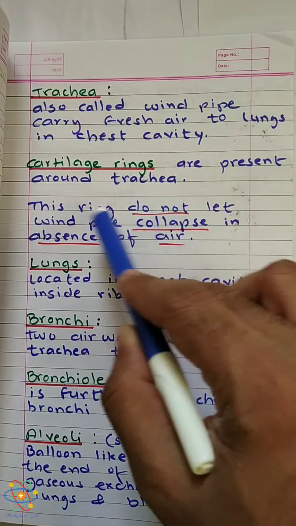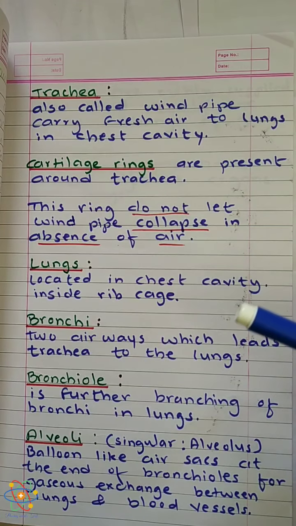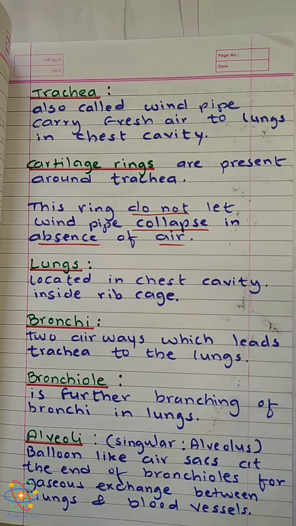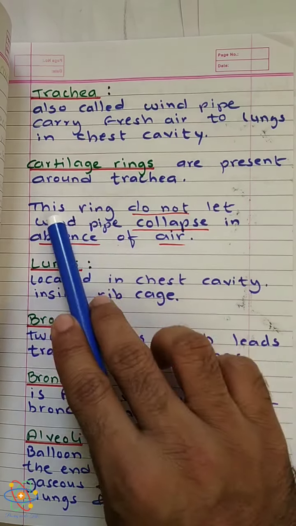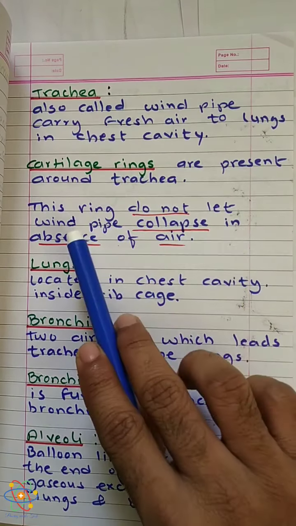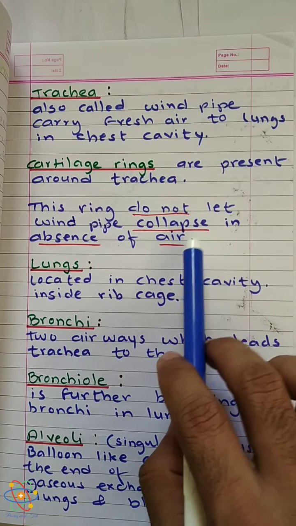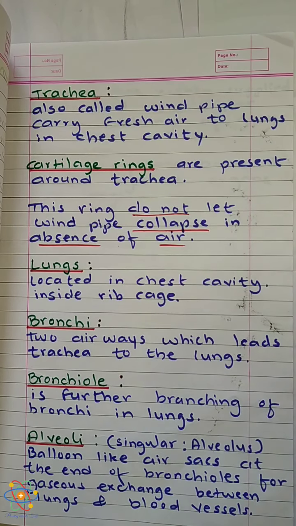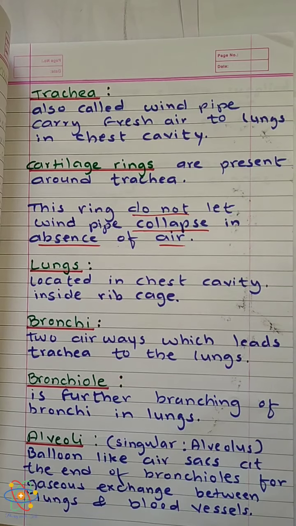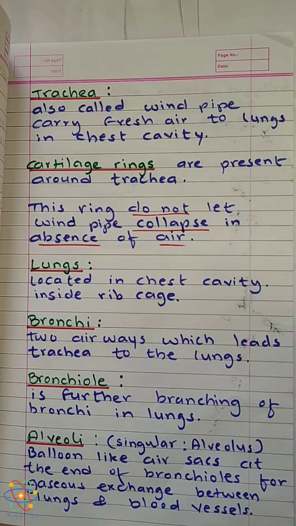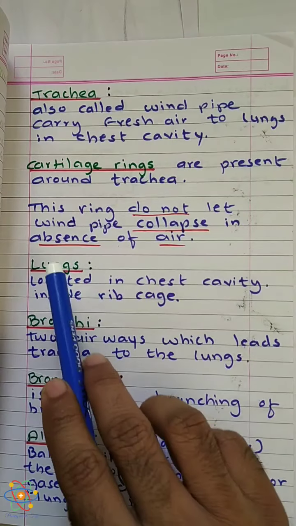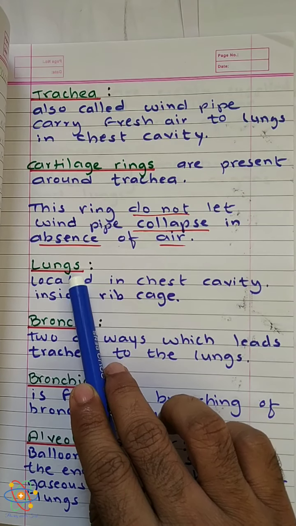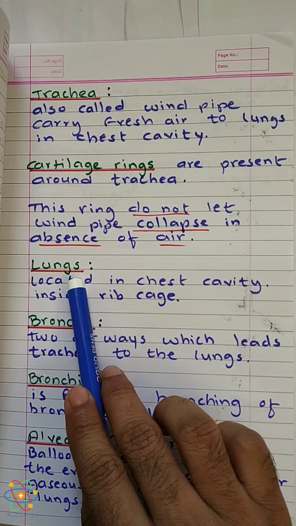तो trachea के around एक structure होता है that is called cartilaginous ring, and this ring protects the trachea from collapsing. This ring does not let the windpipe collapse in the absence of air. अगर हमारे trachea में air नहीं होगी तो वो collapse हो सकता है, लेकिन because of the cartilage ring it does not collapse. Next and main organ of our respiratory system is the lungs.